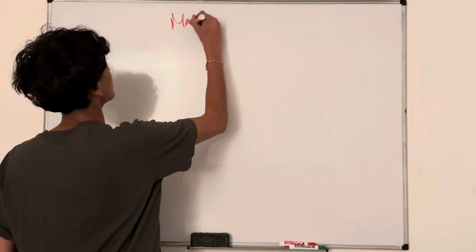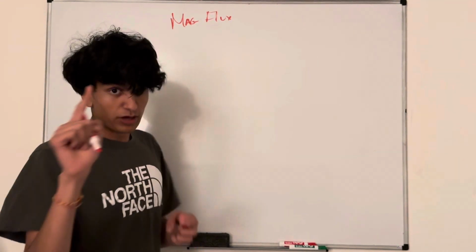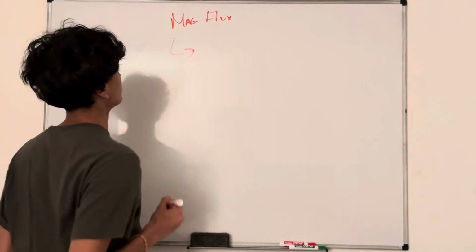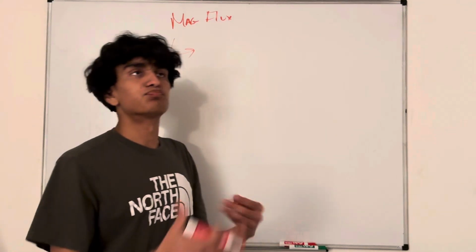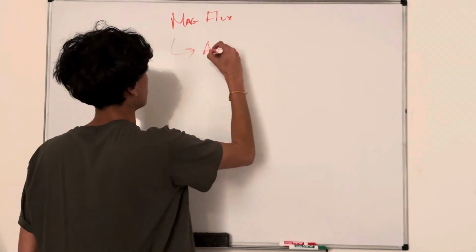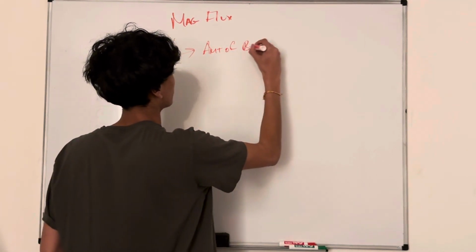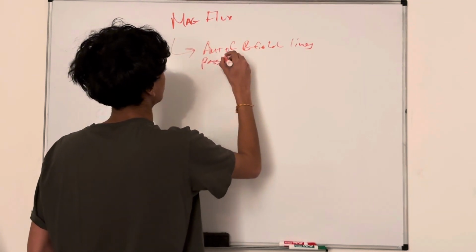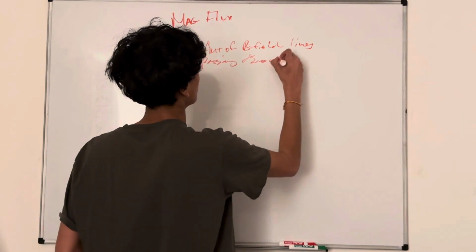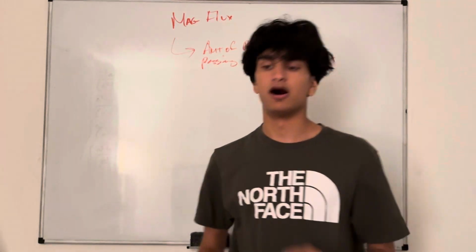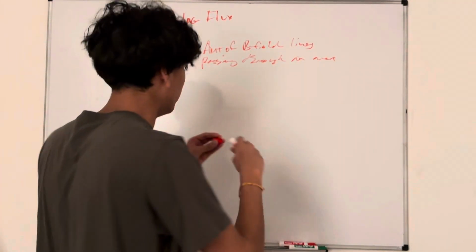The definition of magnetic flux, make sure there's an L in there when you're saying it. It's really the amount of magnetic field lines passing through an area, like an area made by a loop or whatever. Let me show that to you visually.